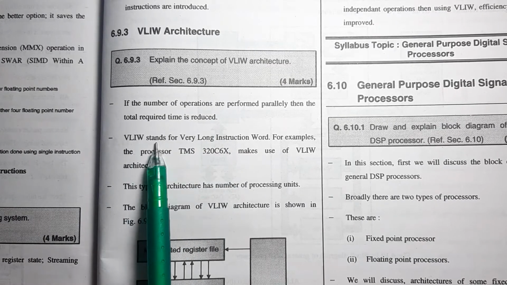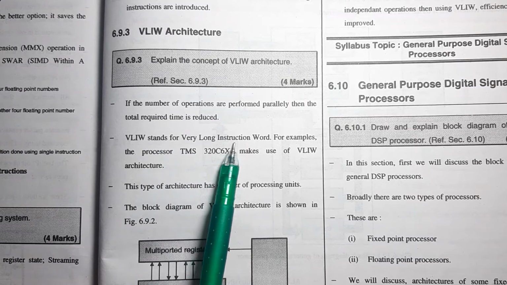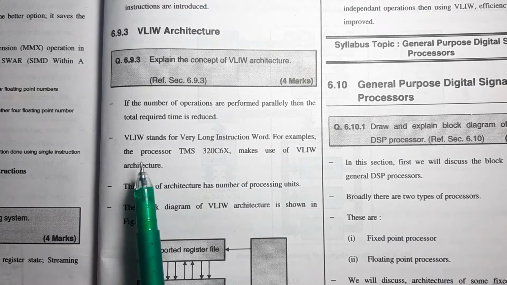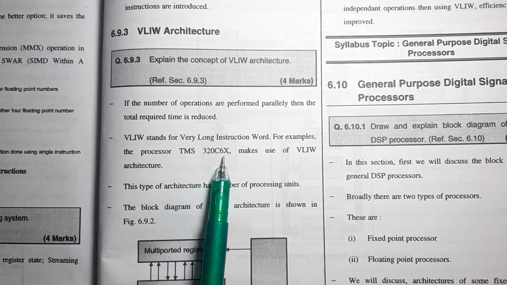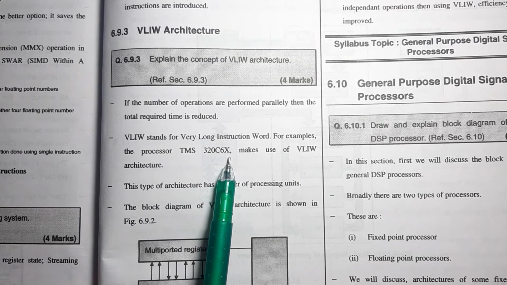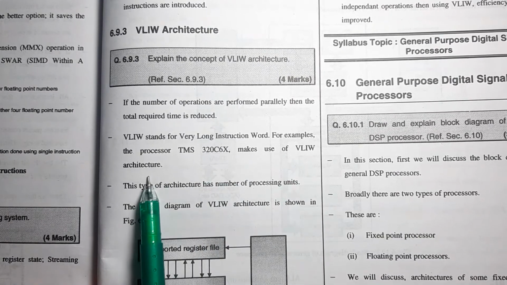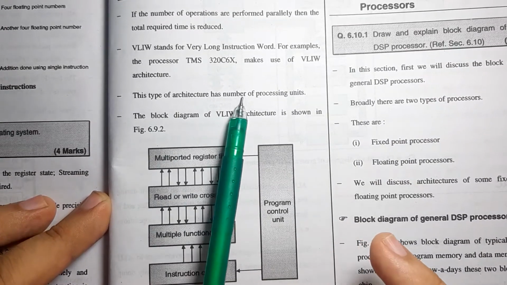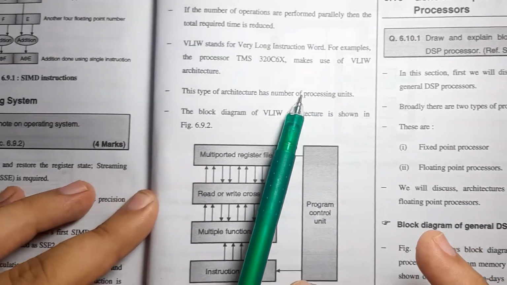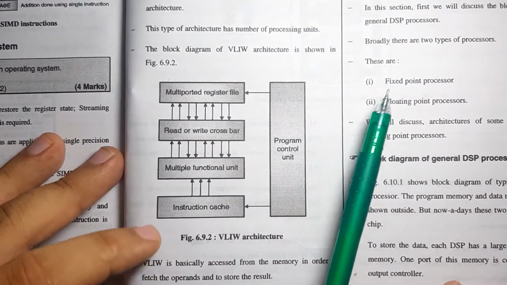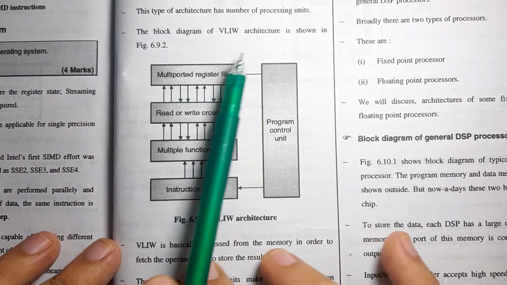Now VLIW stands for very long instruction word. For example, the processor TMS320C6x, which we are going to study later, makes use of VLIW architecture. This type of architecture has a number of processing units. The block diagram of VLIW architecture is as shown over here.